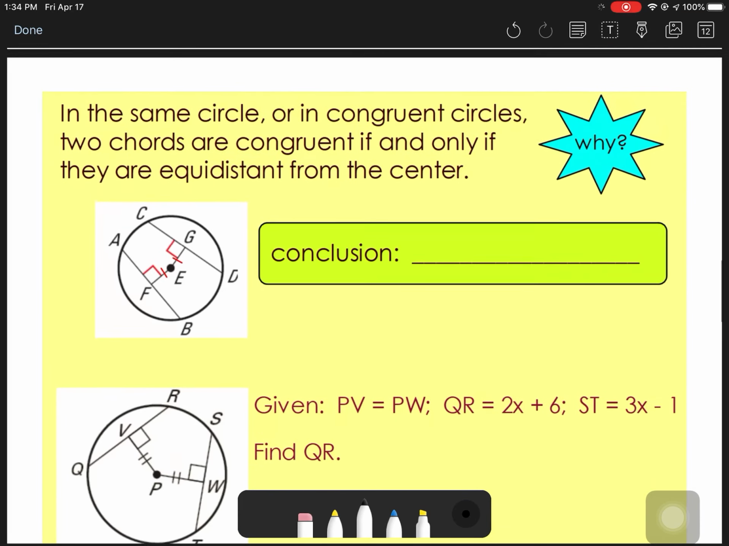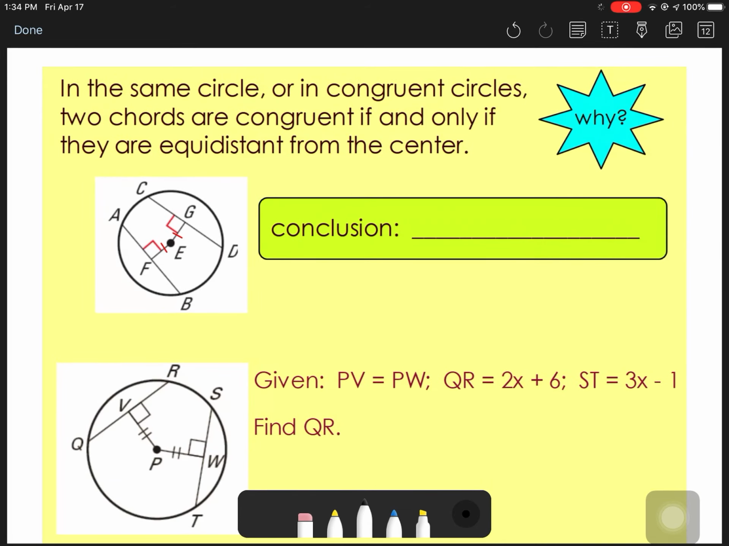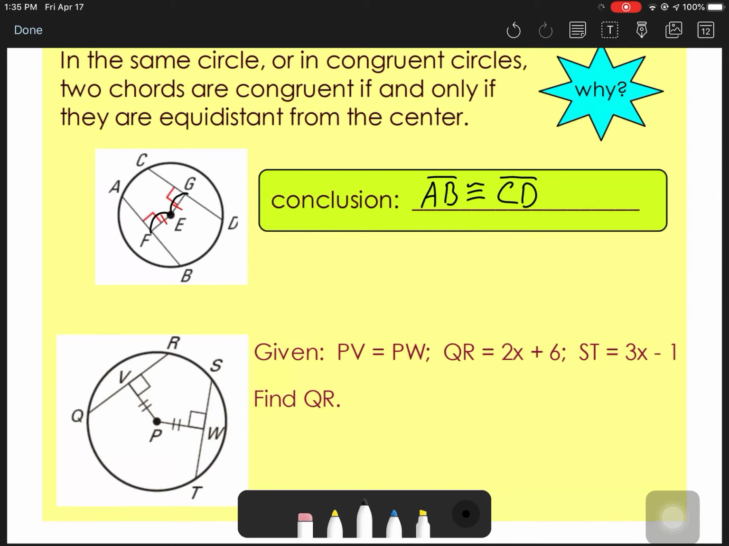Next, in the same circle or in congruent circles, two chords are congruent if and only if they are equidistant from the center. Remember that equidistant is just the two words equal and distant together. So if you notice here, from E to G is the exact same distance as from E to F. So we can conclude that the chord AB is congruent with CD, since they're equidistant from the center.